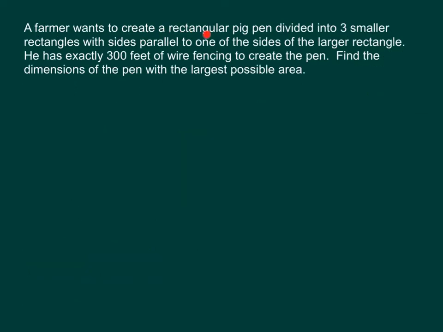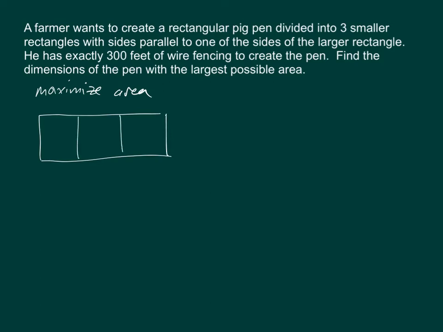A farmer wants to create a rectangular pig pen divided into 3 smaller rectangles with sides parallel to one of the sides of the larger rectangle. He has exactly 300 feet of wire fencing to create the pen. Find the dimensions of the pen with the largest possible area. So we are trying to maximize area. We will have a rectangular pen, and in it there will be 3 equally sized pens. And it should be noted that these lines are all parallel with each other.